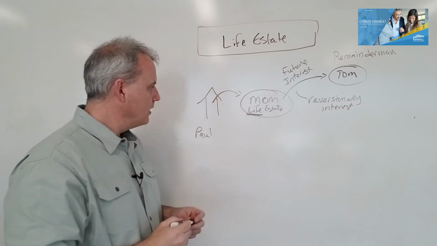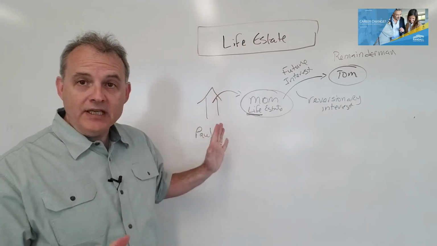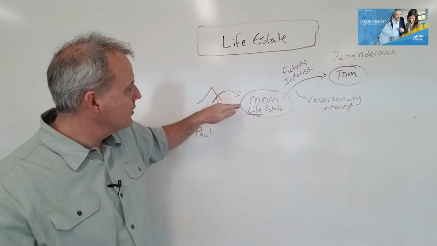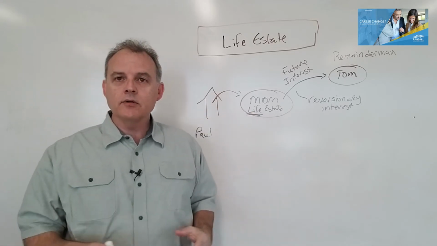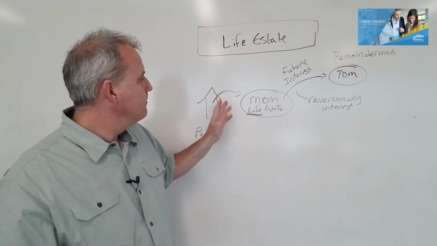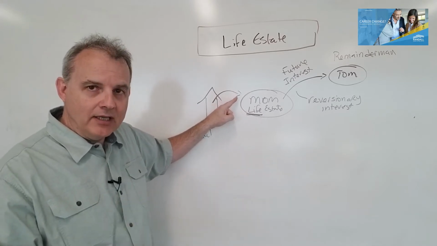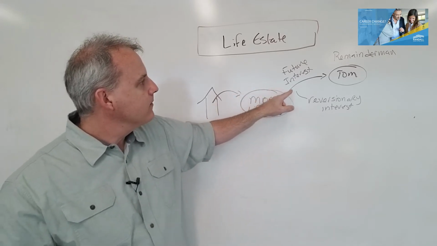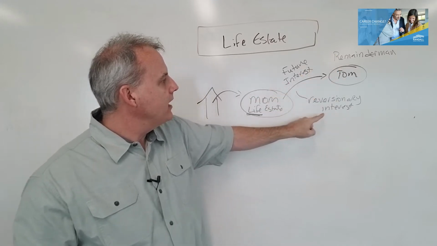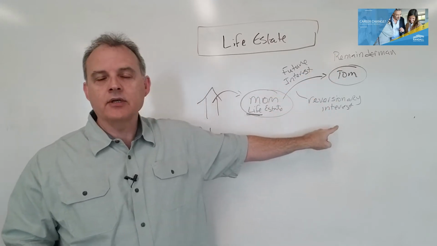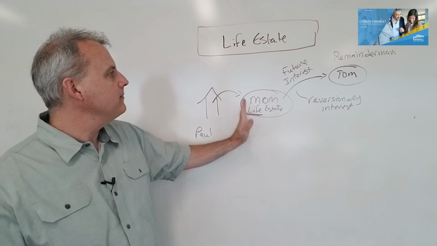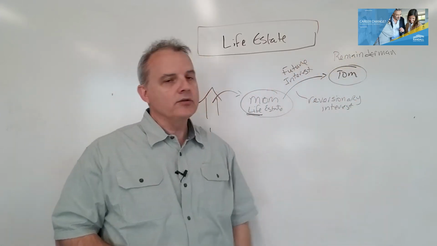All right? So I own it fee simple absolute. I transfer title to mom. Mom owns the property for the rest of her life. But when I transfer title to mom, at the same time, in that life estate deed, I'm going to put Tom is the remainderman, and the reversionary interest is going to be established in there. So as soon as mom dies, then everything goes to Tom.